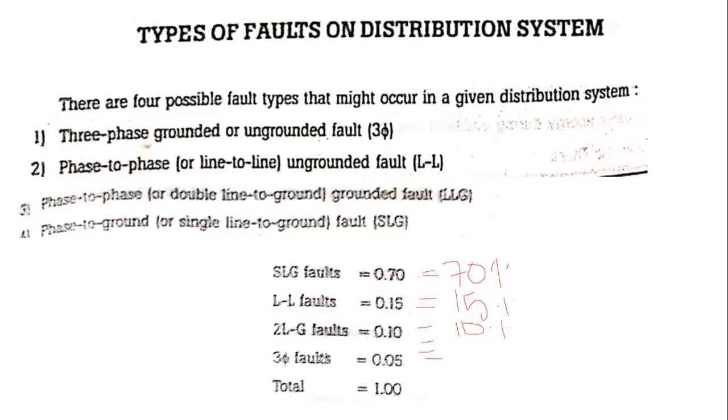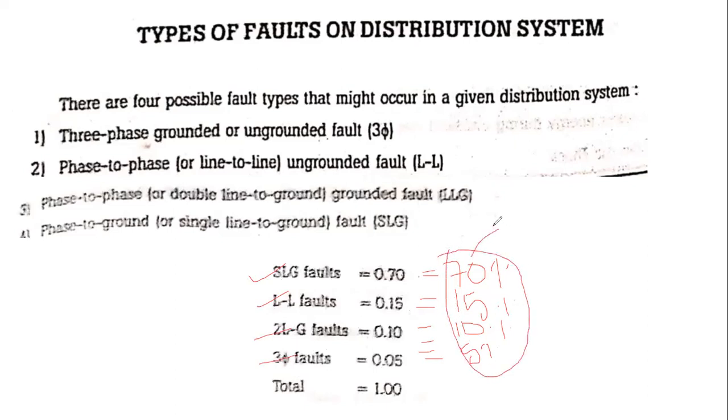Next is the three-phase fault, that is, three-phase grounded or ungrounded faults. This type of fault occurs up to 5% only. Therefore, these are the four types of faults and their percentages in a distribution system.